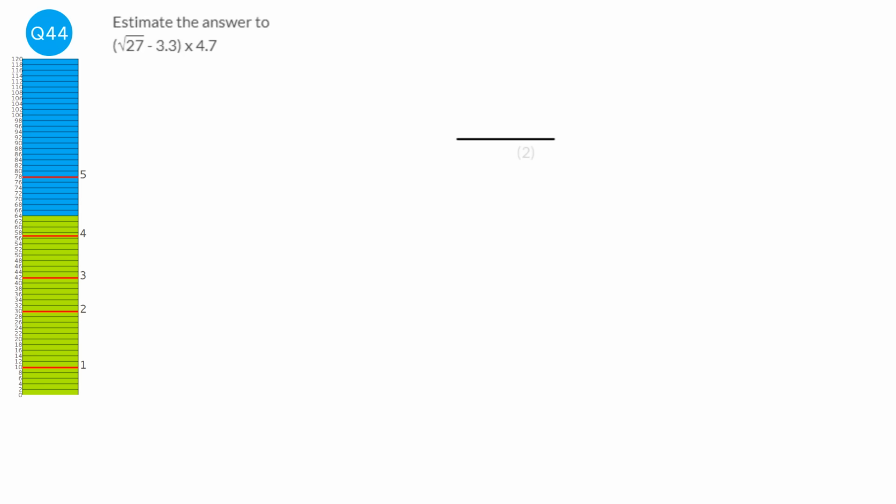When we estimate, we normally round to one significant figure. So what I'm going to do is just rewrite this question, but rounding everything to one significant figure. But I'm just going to miss out this square root for now. So 3.3 would just be 3. And 4.7 would just be 5. Now, the problem with this 27 is square rooting 27 is difficult, especially without a calculator, and estimating should be done without a calculator. But if I round it to one significant figure, that will make it 30.